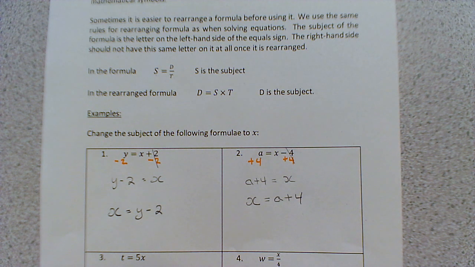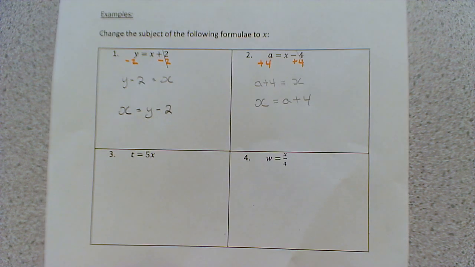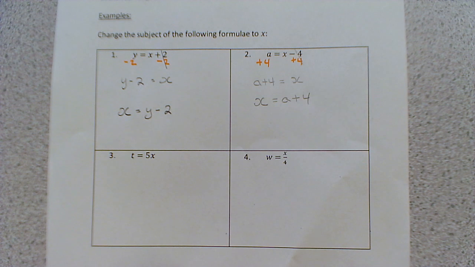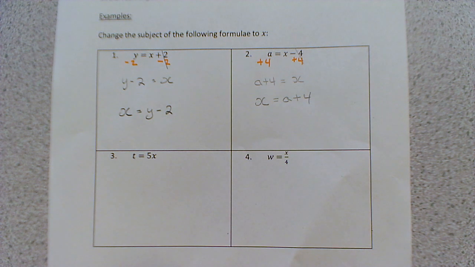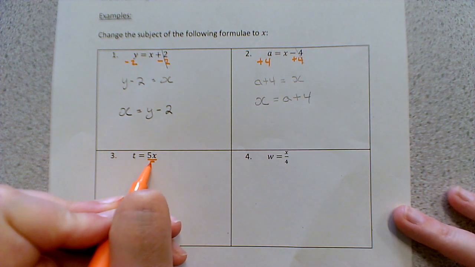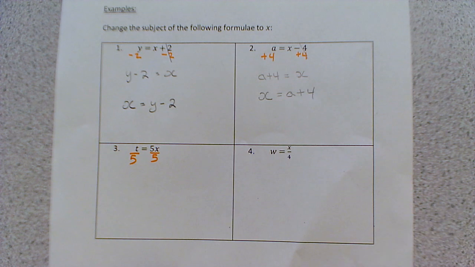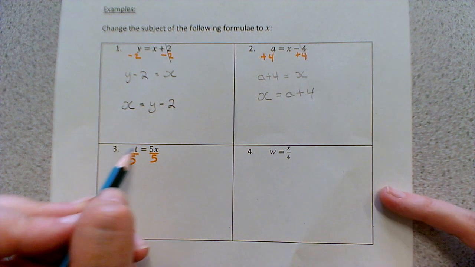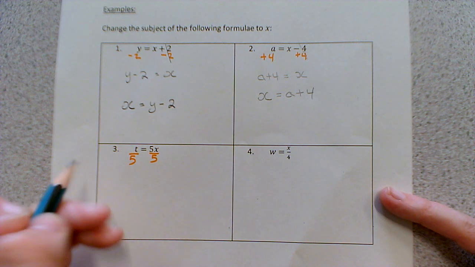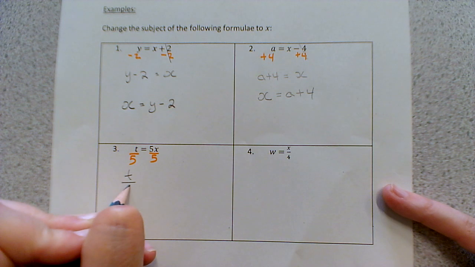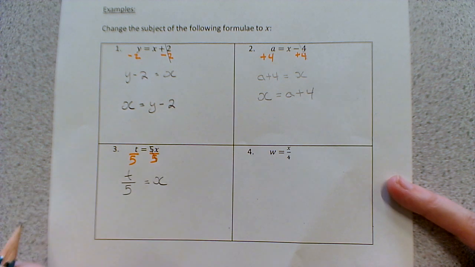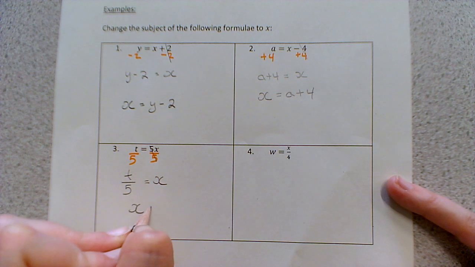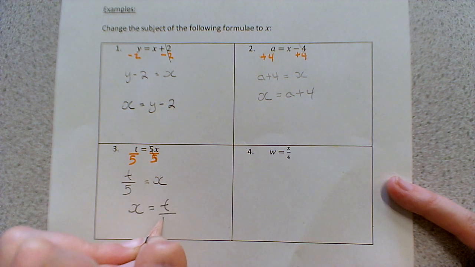Let's look at example 3 and 4. So here I have a subject is t and I want to make it x. So we know that next to the x is a 5. That means there's an invisible times sign. So the opposite of multiplying is dividing. So we're going to divide both sides by 5. And that means we are left with, write what we see, t divided by 5 equals 5 divided by 5 is 1. So we're left with x. So our new formula is x equals t over 5.